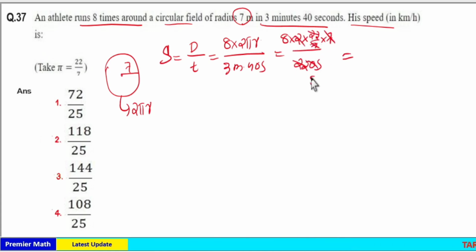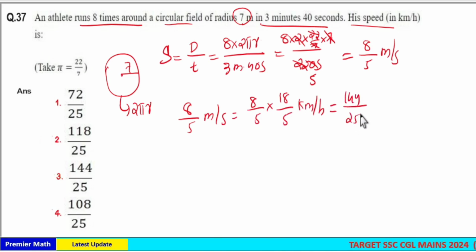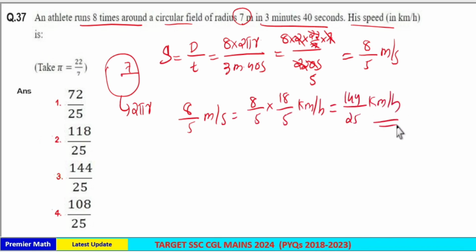2 goes 5 times in 10. So 8 by 5 meter per second. 8 by 5 meter per second is equal to 8 by 5 into 18 by 5 kilometer per hour. So this will become 80 plus 64 is 144 divided by 25 kilometer per hour. Option 3 is your answer.